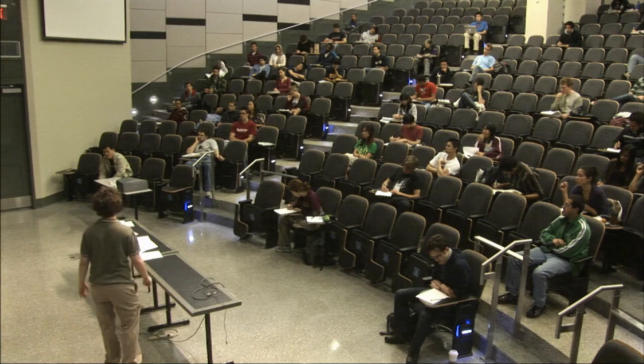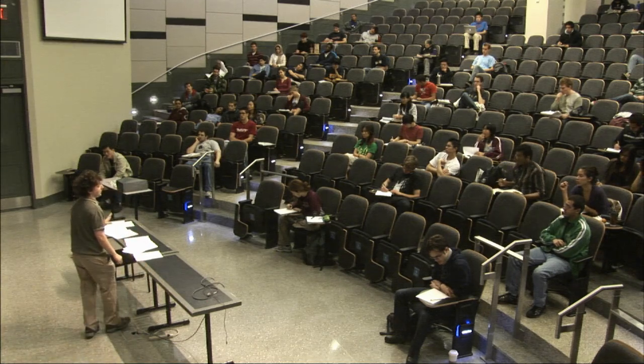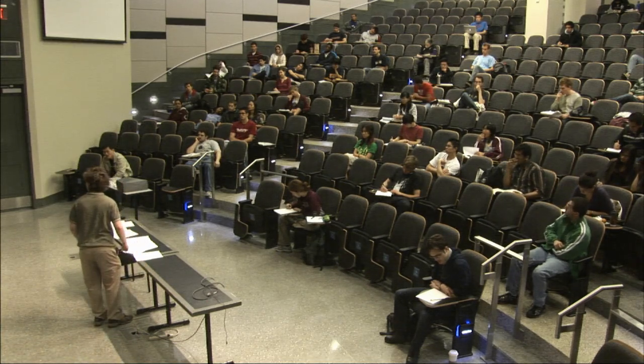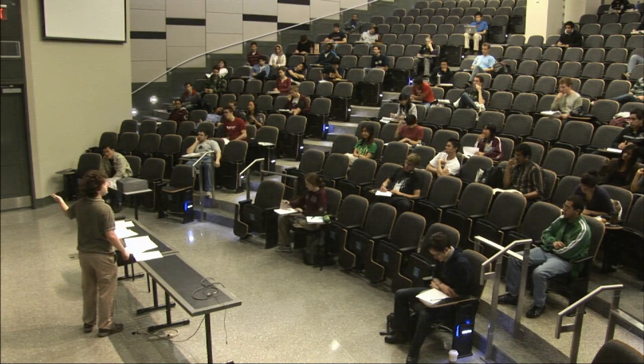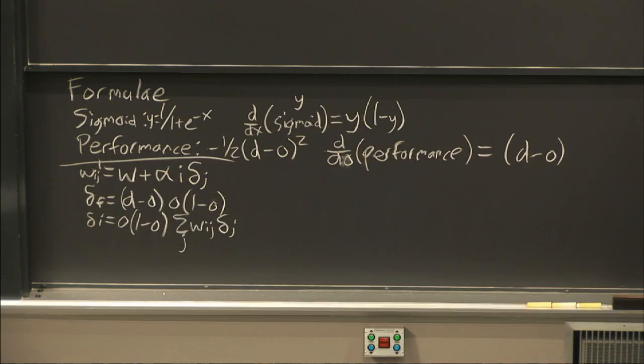Again, I don't have time to call on you guys at random to figure out if you guys are following along. So I'll do it myself. We're replacing the O times 1 minus O with 1 because of the fact that the sigmoid is gone. And we get just delta F equals d minus O.